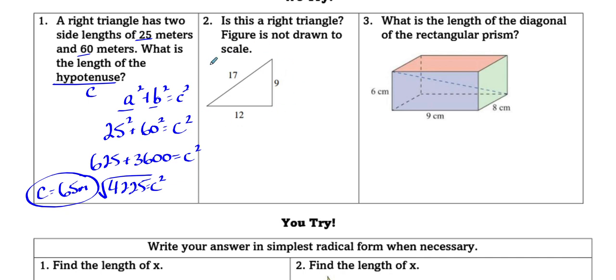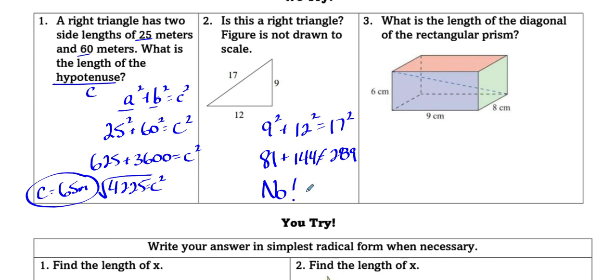Now we're going to justify if this is a right triangle or not. So we're going to do a squared plus b squared, and we're going to see if it equals c squared. 9 squared is 81, 12 squared is 144, 17 squared is 289. Those are not equal to each other, so no, that is not a right triangle.